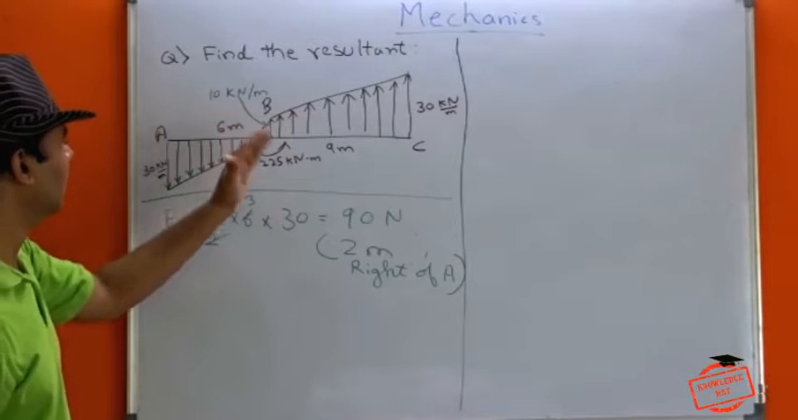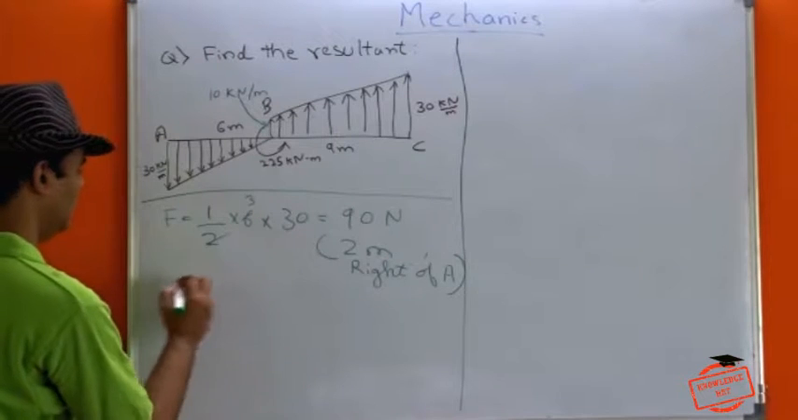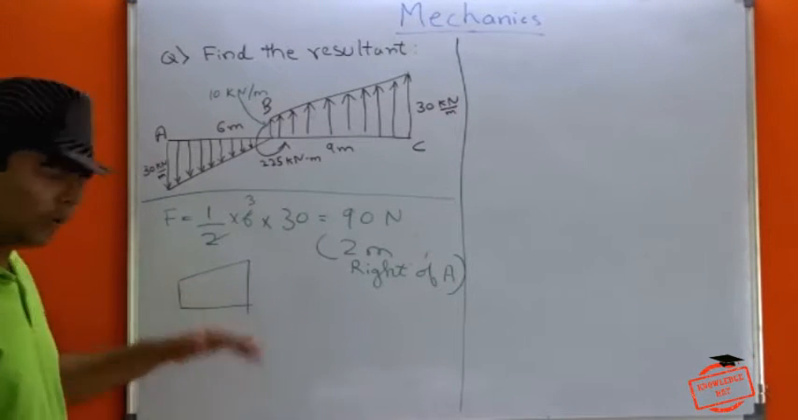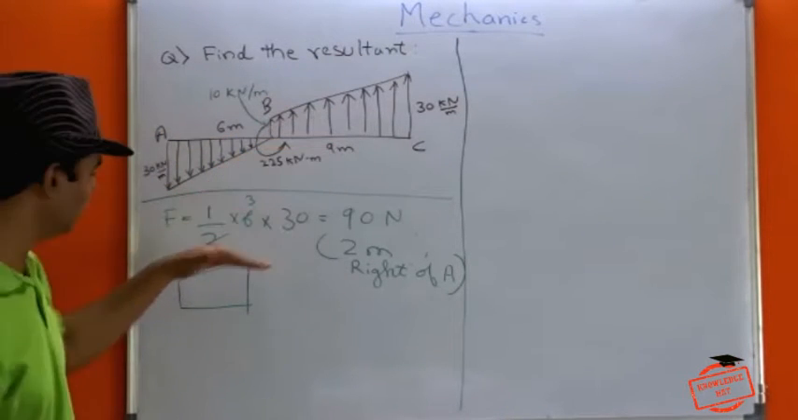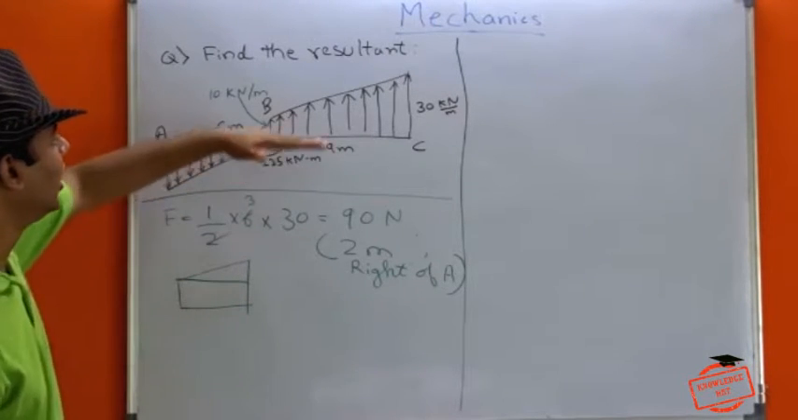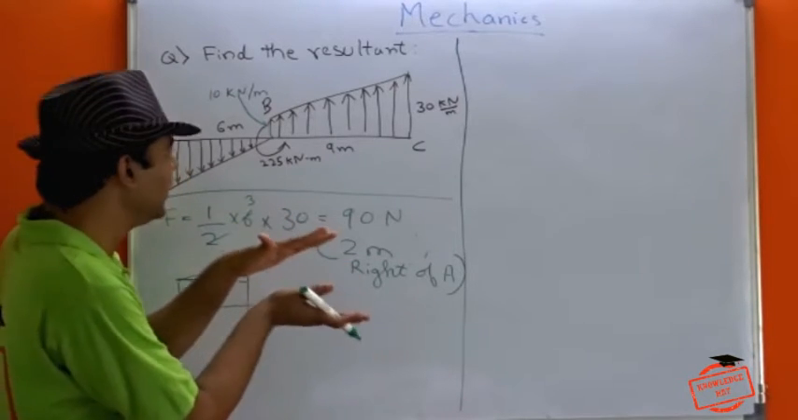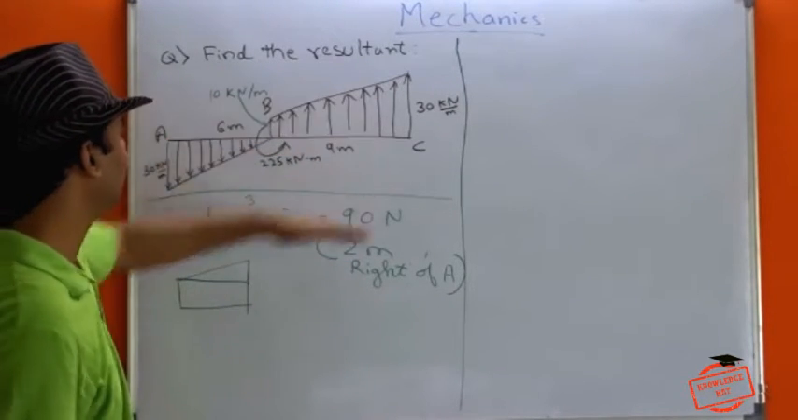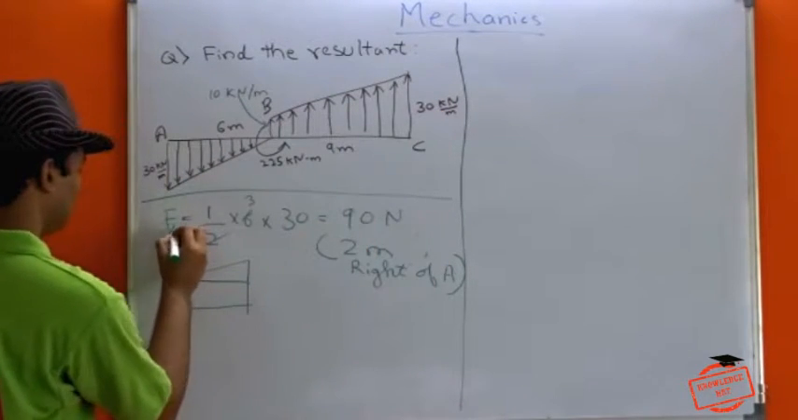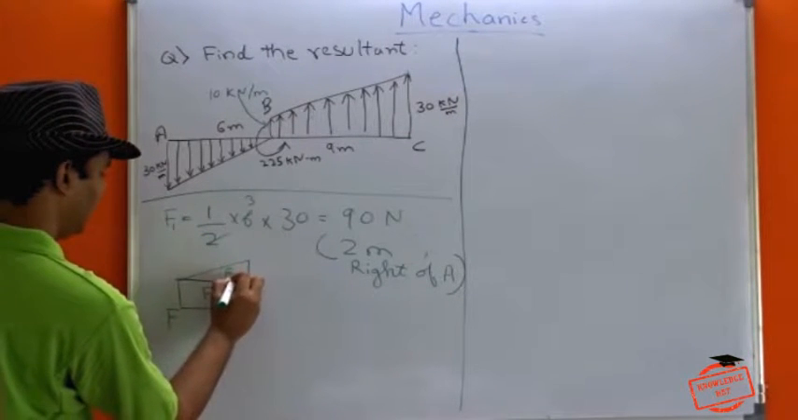The other distributed force is here. It resembles a trapezium. So what we can do is, we can convert this trapezium into a rectangle and a triangle. So now we can look at this system as a combination of two distributed load systems, and we can simplify them. First we will take the rectangular part. Suppose this is F1, this portion is F2, and this would be F3.